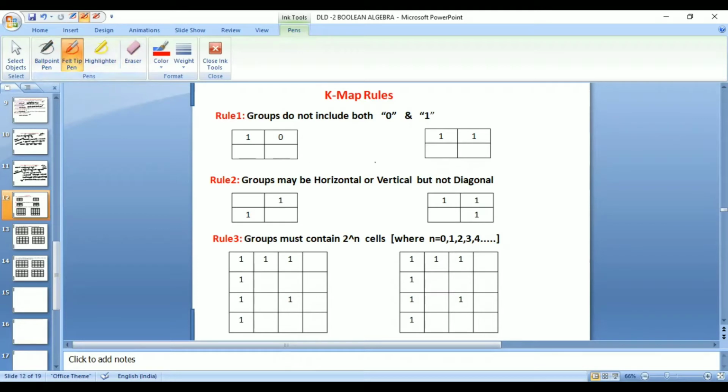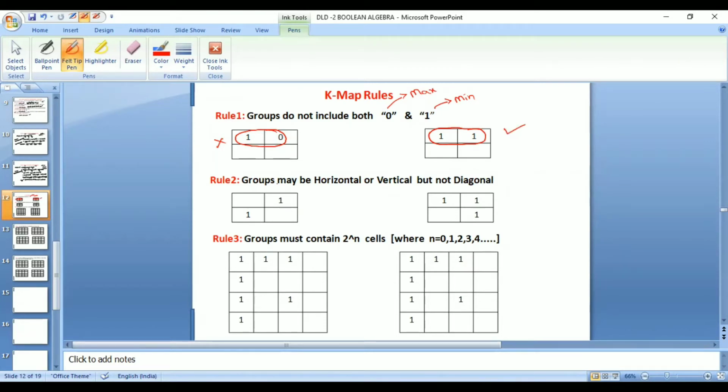First rule, the groups do not include both 0 and 1. That means min terms we are going to represent with logic 1, and max terms output we are going to represent as logic 0. So to solve the problem, do not consider both zeros and ones in a single problem. You may consider either all the min terms or all the max terms. So like this we need to consider.